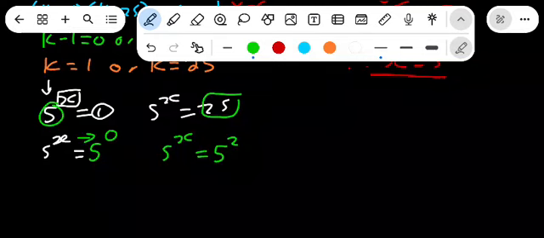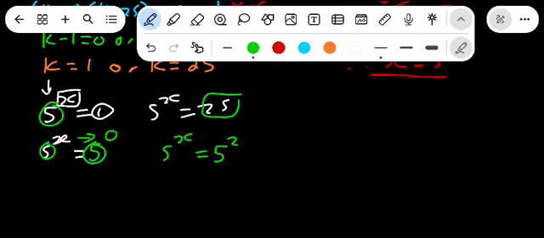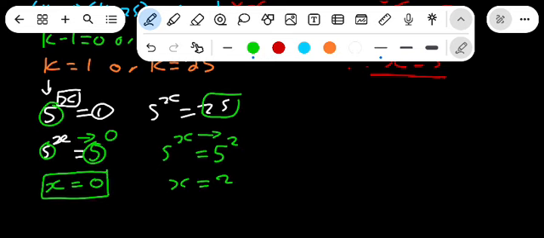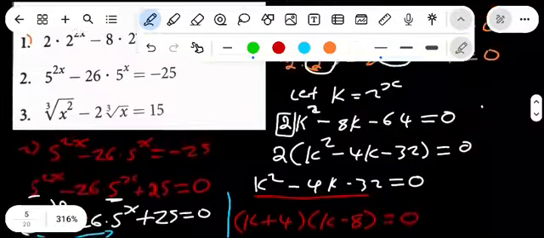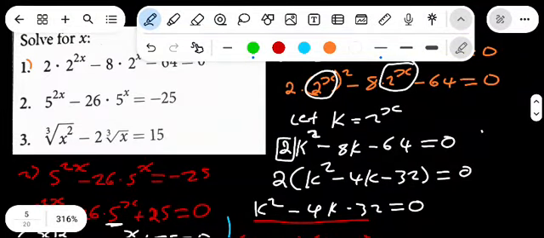So the bases are the same, so we equate the exponents. So we'll have x equal to 0 and x equal to what? Must be equal to 2. That is what we have there.